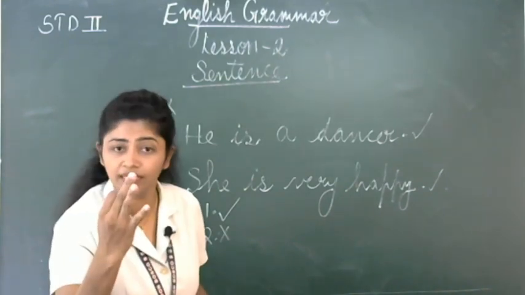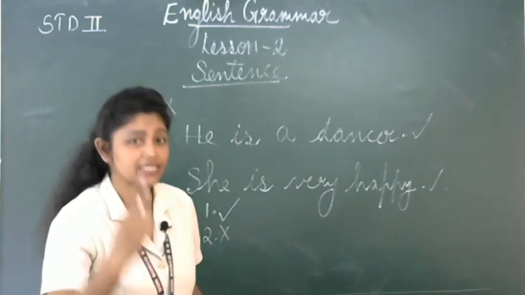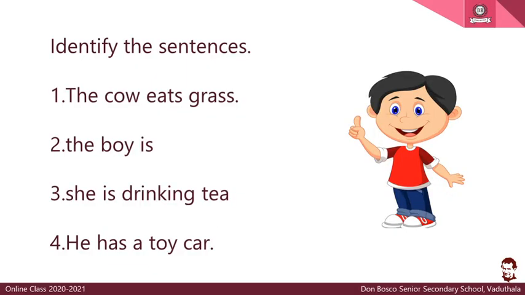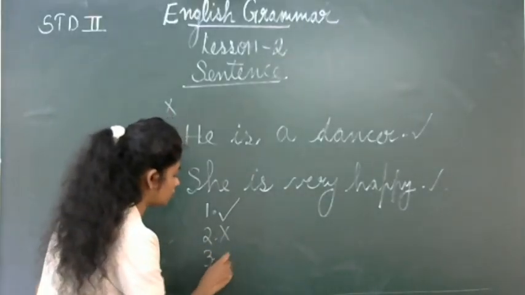Now the third one: she is drinking tea. Yes, I understood and you also understood the same. Though it is conveying a sense, check the second step. Is there any capital letter in the front? The first letter must be a capital letter. There is no capital letter and no full stop also. So we cannot consider it a complete sentence. So we are going to put a cut mark for the third one.